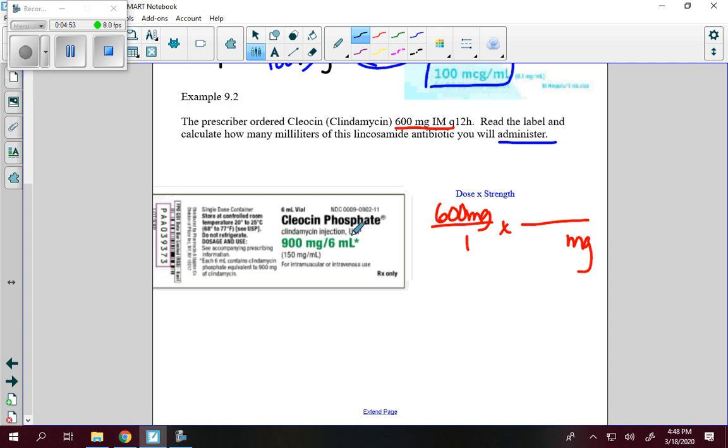If I look at my label, I could either use 900 milligrams for 6 milliliters or 150 milligrams for 6 milliliters. It doesn't matter which one you use, but I'm going to use the 150 milligrams per milliliter. And if you do the math on it, it would be 600 times 1 divided by 150, and you would get 4 milliliters. 4 milliliters is a little high for intramuscular, but we're going to be okay with it. If it was 4 milliliters and it was subcut, you really want to check your calculations.